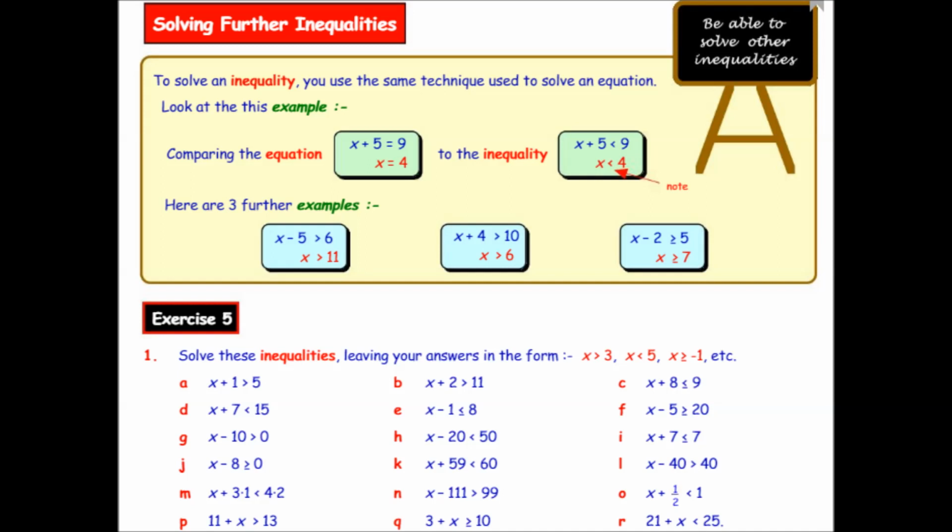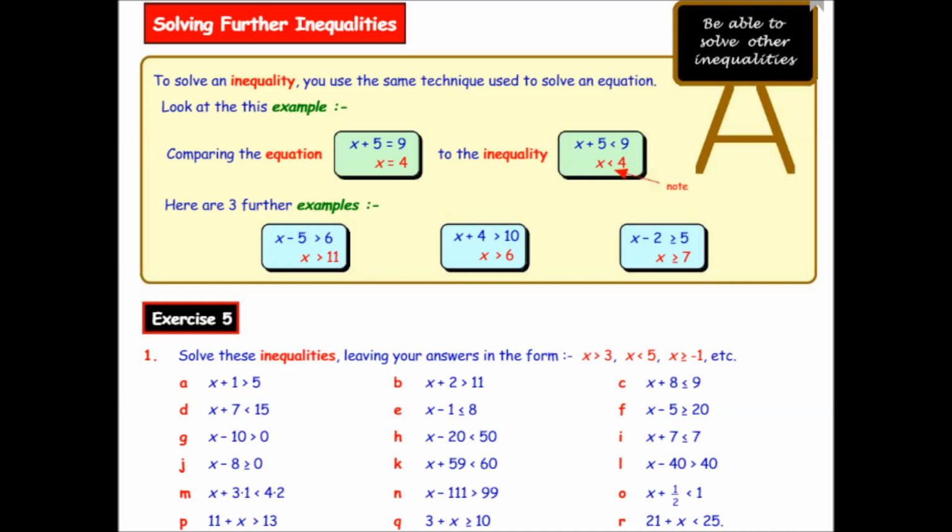To solve the inequality, use the same technique used to solve an equation. So basically, you're more or less ignoring the sign. You're more or less ignoring the fact that it says greater than, less than, or greater than or equal to, less than or equal to. Okay? That's the thing that you consider right at the very end. But ultimately, you don't need to worry about it.